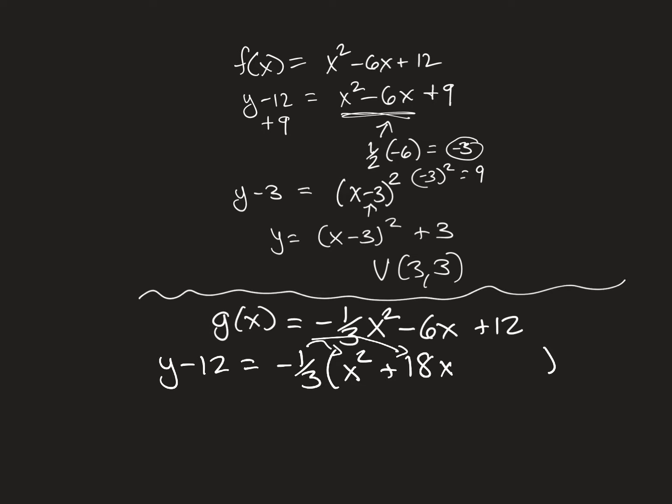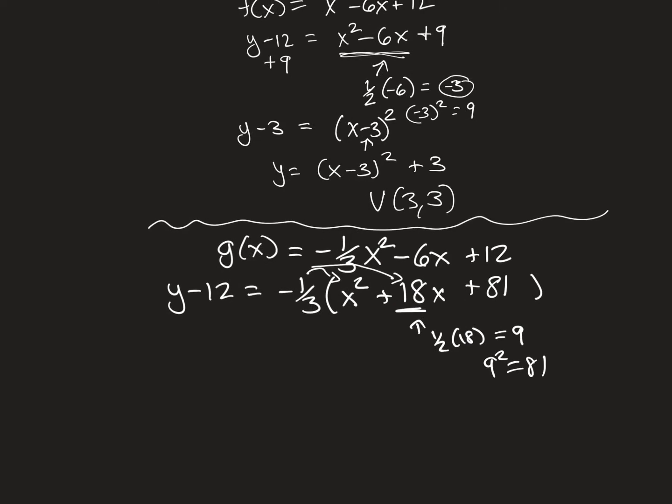Okay, now I'm ready to complete the square. I'm going to take half of the linear coefficient, so half of 18, which is 9, and then square that, so 81. So I'm going to add 81. But be careful: how I've changed this side isn't by just adding 81. If I were to FOIL this out, I've actually changed it by -1/3 times 81, which just happens to be -27. So if I FOILed this out, I'd get -1/3 x squared minus 6x minus 27. So I've got to subtract 27 from the other side.